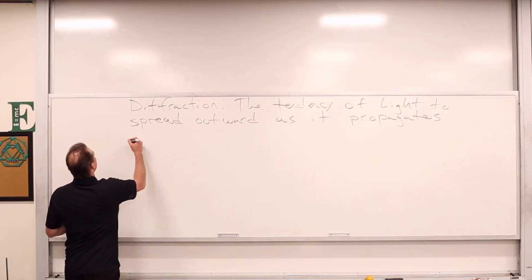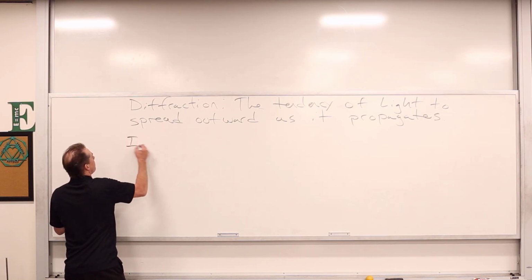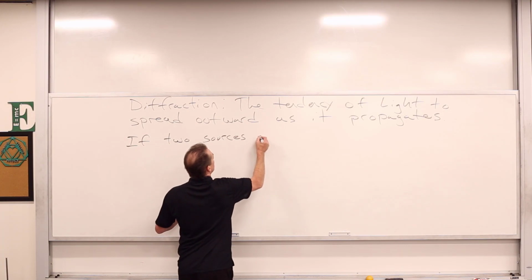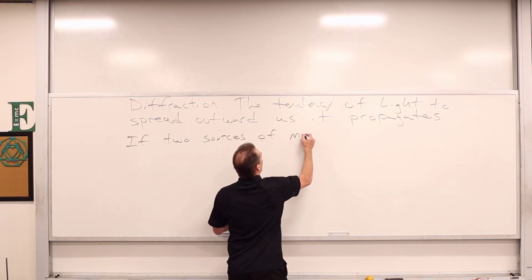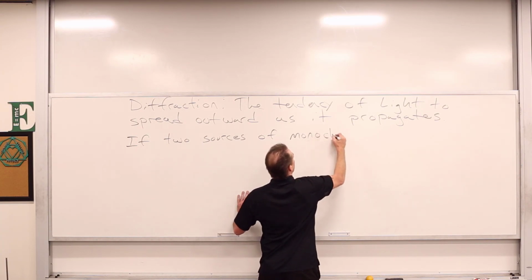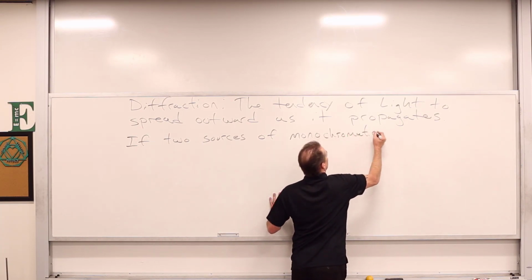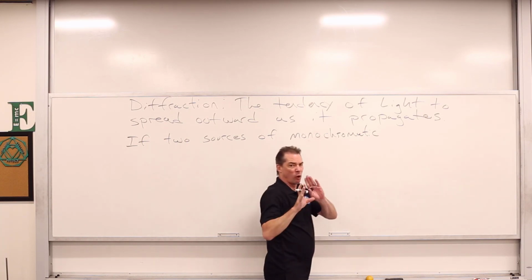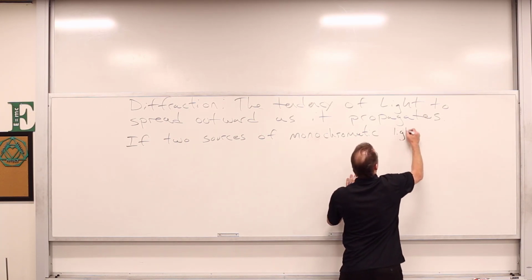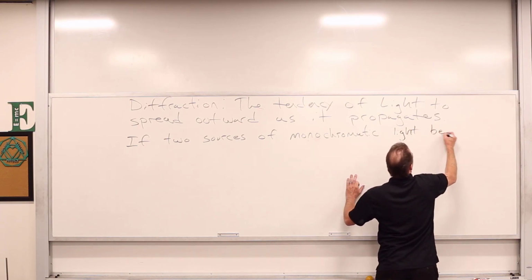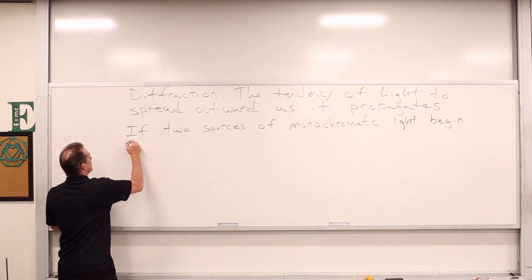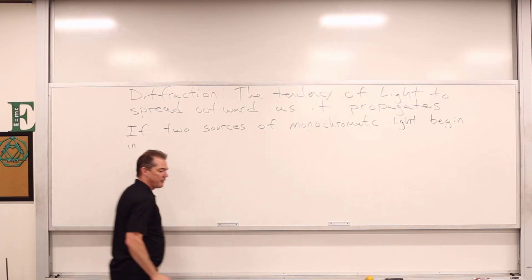So, two sources. Monochromatic. Mono, meaning one color, so one wavelength. Two sources of monochromatic light begin with a constant phase relationship.